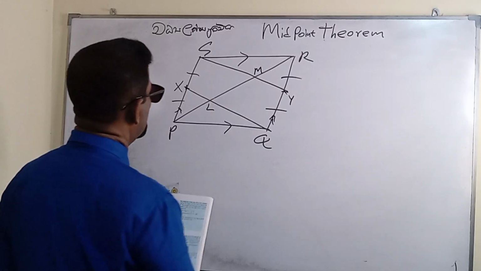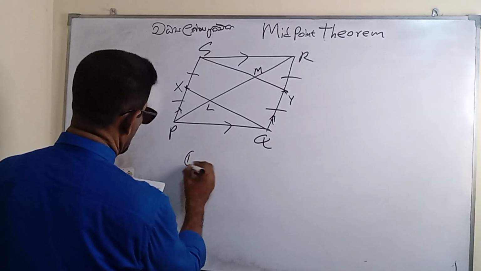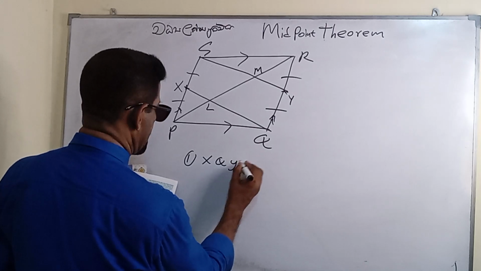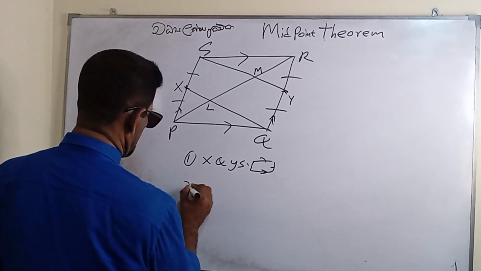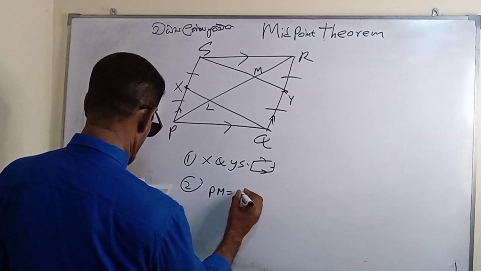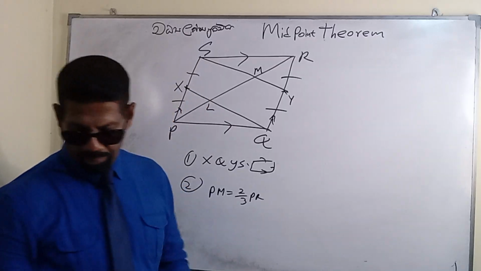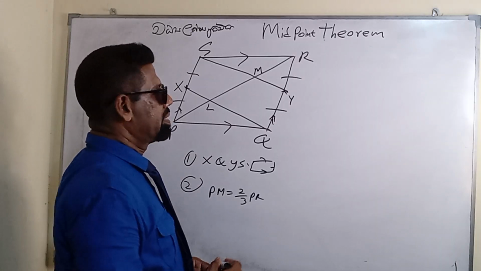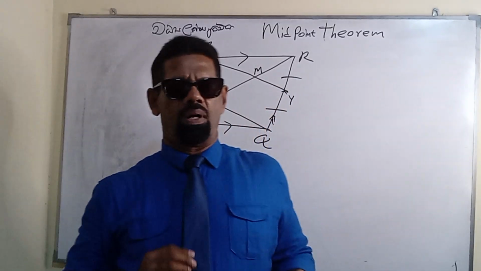First, we need to prove that XQYS is a parallelogram. The second part is to prove that PL equals 2/3 PR. How do we do this? For the first one, we know a quadrilateral can be proven a parallelogram for certain reasons.